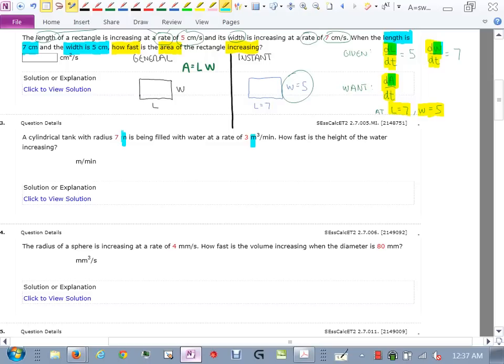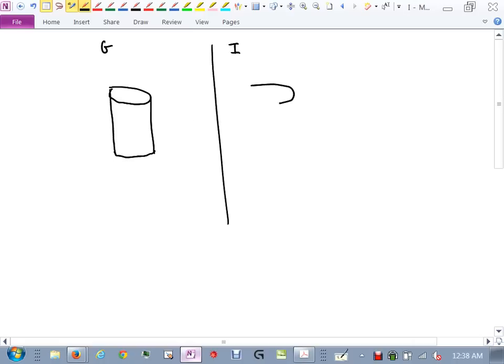All right, I think we should draw a picture. So I'm going to draw my picture here. I'm just going to put G for general and I for instant. I have a cylindrical tank that looks like this, a right cylinder. I'm going to have the same thing over here.